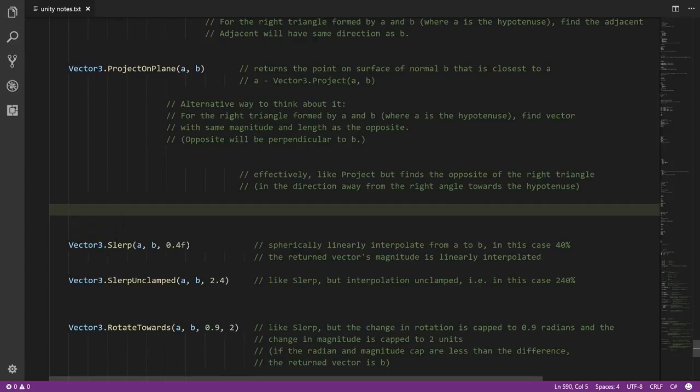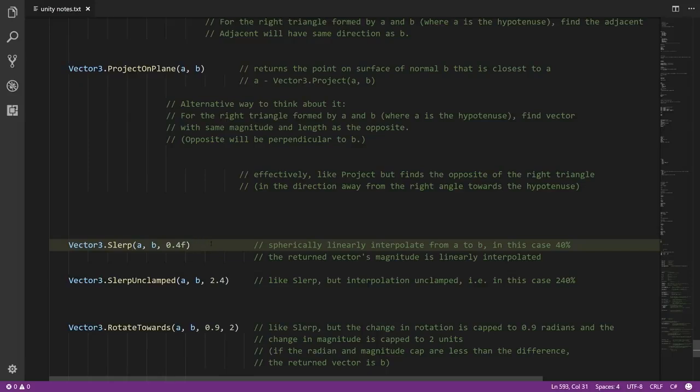Next on Vector3, we have slerp and slerp unclamped. These are much like lerp and lerp unclamped, which we saw in Vector2. Vector3 has those as well, but in addition it has these two, slerp and slerp unclamped. And the difference is that here we are spherically linearly interpolating, rather than just linearly interpolating. What that means is that we are interpolating a position in between A and B. We're going from A towards B, in this case 40% of the way, but instead of going directly, it's as if we're moving along the surface of a sphere, hence the name spherically linearly interpolating.